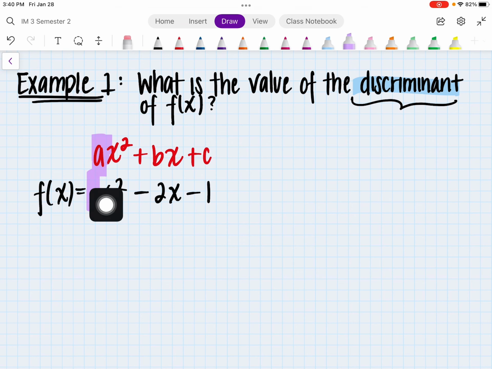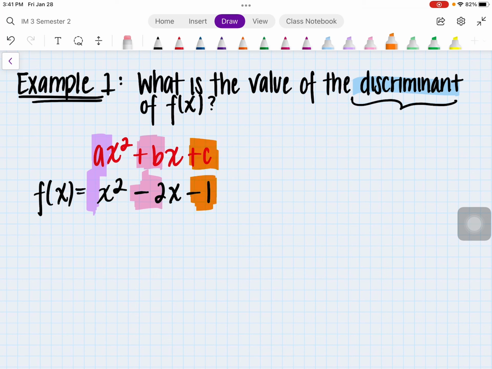which in this case, the number in front of the x squared is an invisible 1. Then we move on to b, which is the number in front of the x, or the x coefficient, and then we have c, which is our constant, the number that's by itself. So in this case, a is 1, b is negative 2, and c is negative 1.